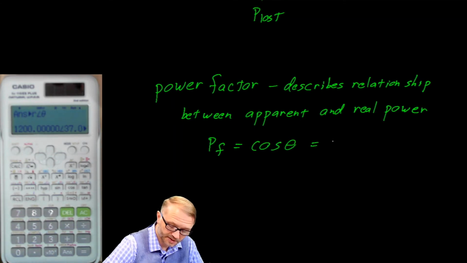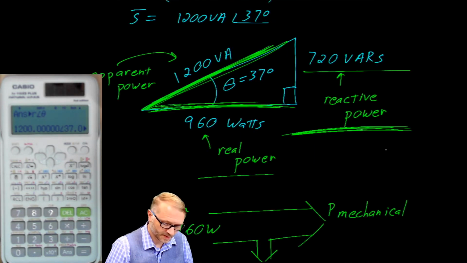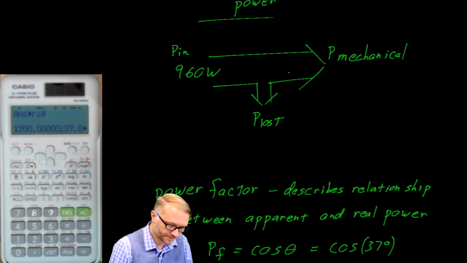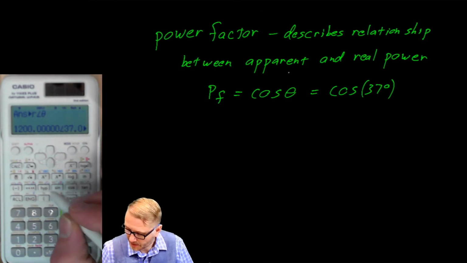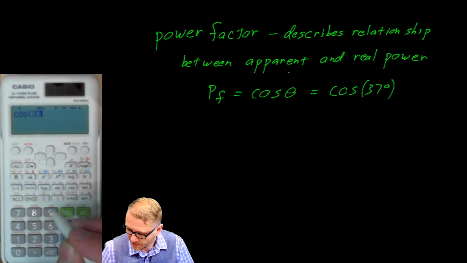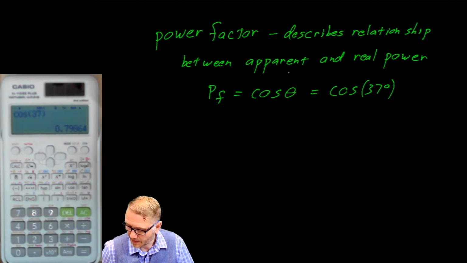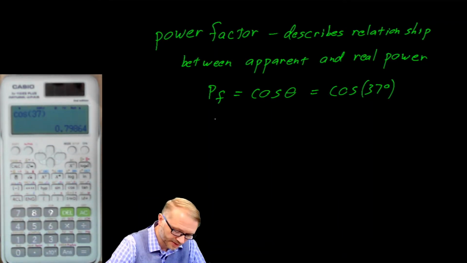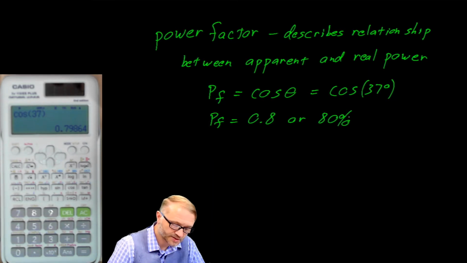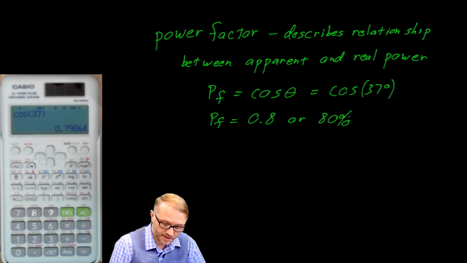So in our particular example, we are dealing with the cosine of an angle of 37 degrees. So there's the 37 degrees. And you enter that to calculator, you go cosine of 37. And that gives us a power factor of about 0.8. Or you could also express that as a percentage. So you could say it's 80%.